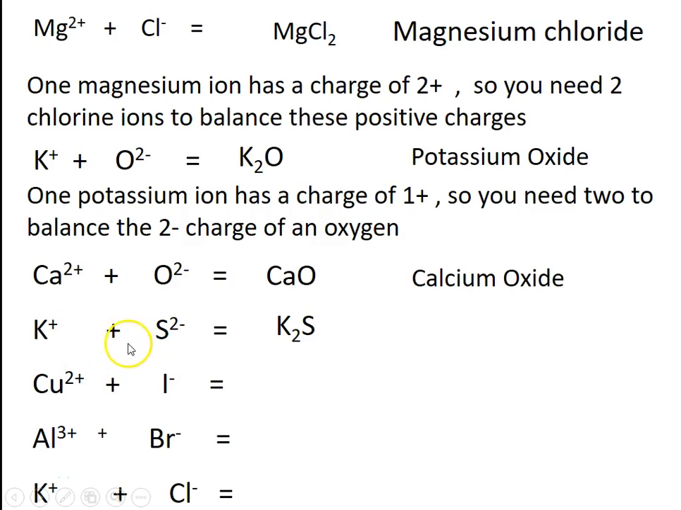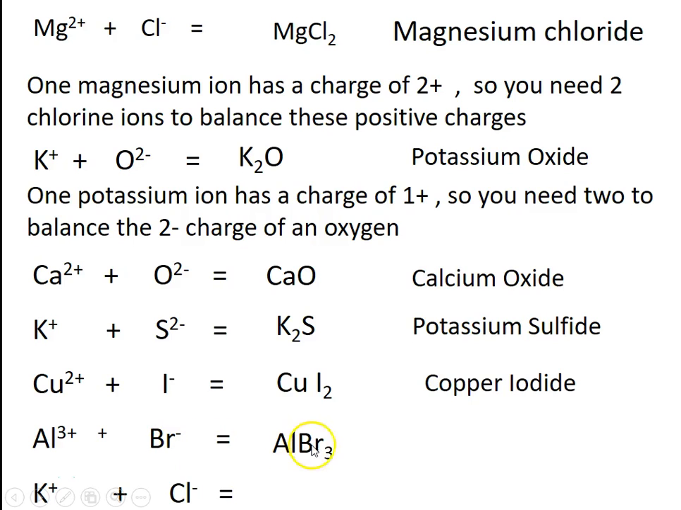This is 2 negative, this is 1 positive, so you're going to have 2 of these to get 2 positives, 2 of these. Make sure you're writing the numbers for how many you need down the bottom, and you're putting the charges up high. Got 2 positives, each of these is 1 negative, so we're going to need 2 of those. Each of these is 3 positive, each of these is only 1 negative, so we're going to need 3 of these to get 3 negatives.